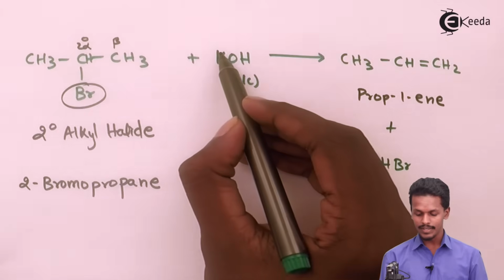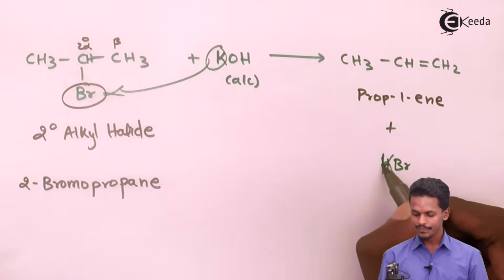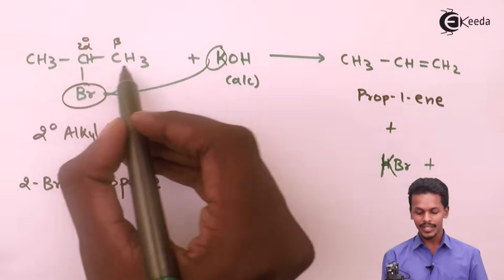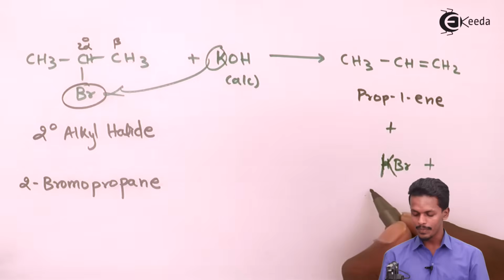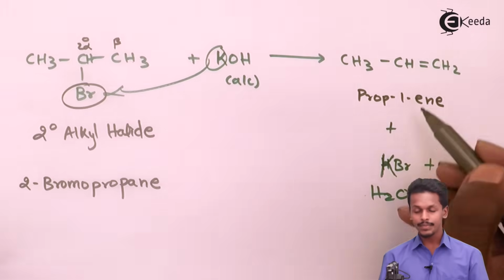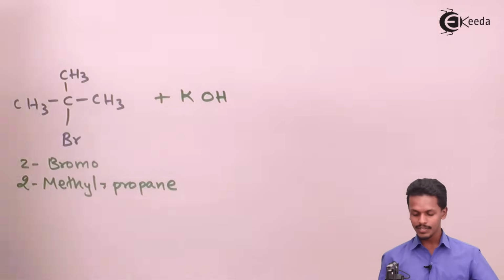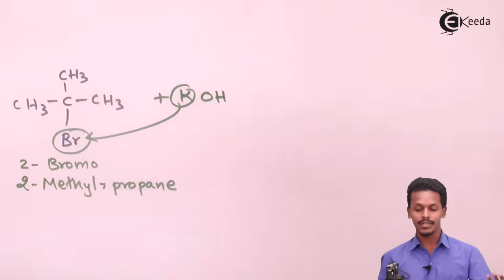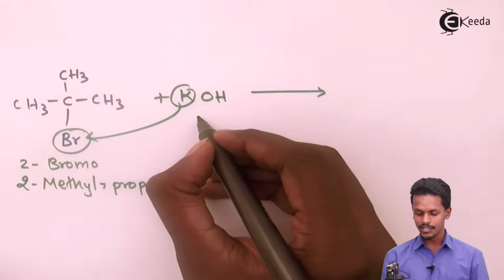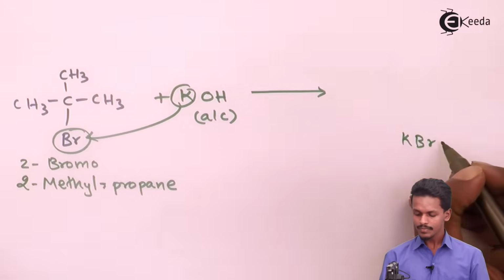And moreover, let me just improvise this thing. This K will be removed with the Br to form KBr, while this OH will remove the hydrogen so as to form H2O. So ultimately the product will be the same, but we have to be concerned about the byproduct also. KBr and H2O will be the byproducts, and in this case K will be removed along with the bromine atom, and this condition should be alcoholic, so that KBr will be produced.